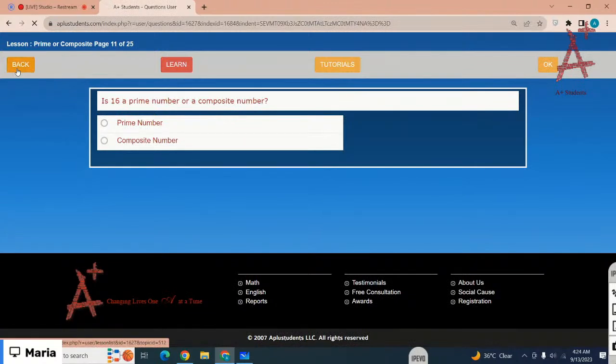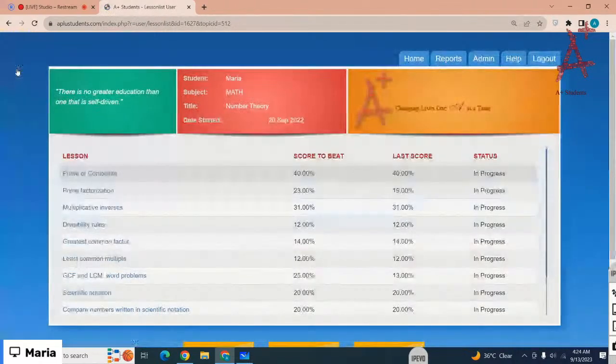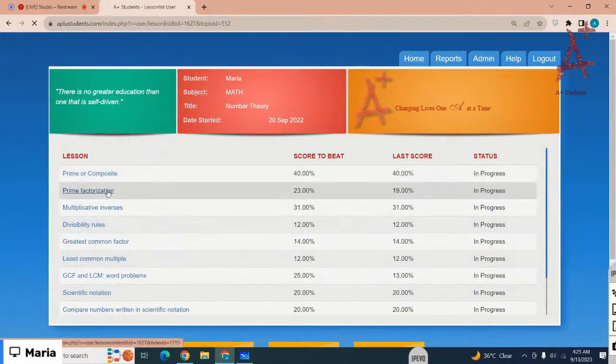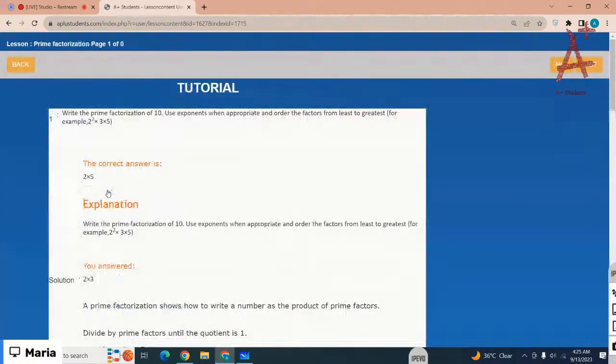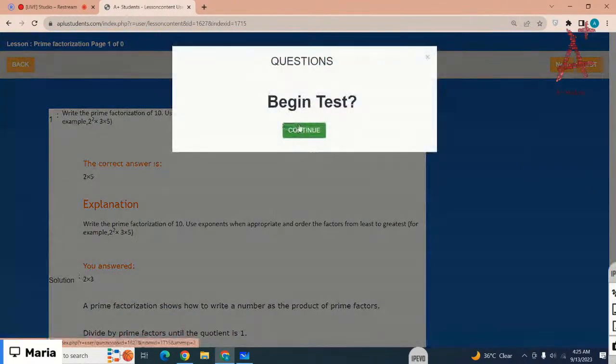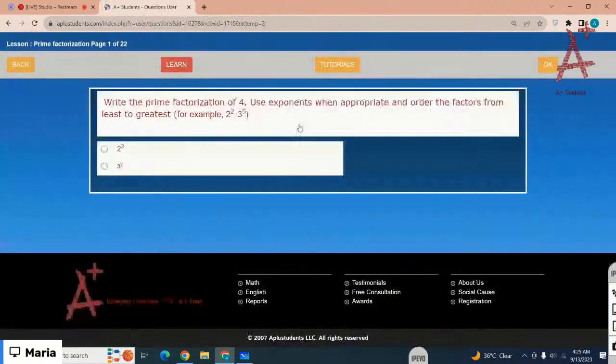Okay, we are done with the lesson. You can complete the practice question by yourself later today. That's your homework, right? The next lesson is prime factorization. So we already know how to do prime factorization. Here we are going to do just the practice questions.